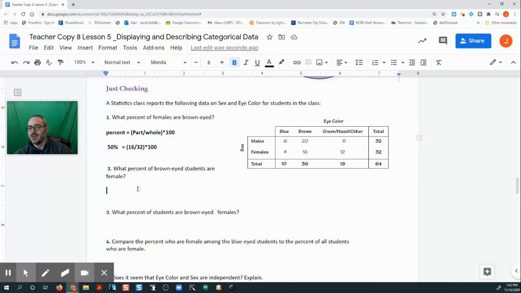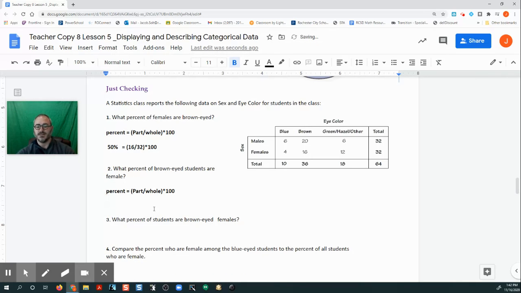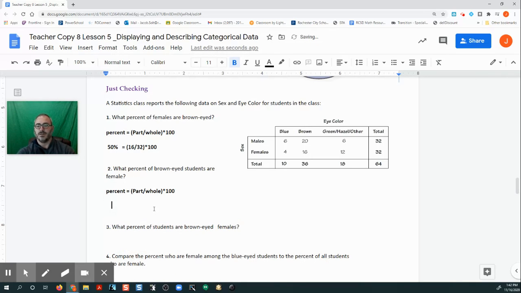What percent of brown-eyed students are female? So what percent of brown-eyed students? So what's my part? My part is brown-eyed students. There's 36 brown-eyed students. You see that? Eye color brown, 36 total students. 36 is my part. What's my whole? What percent of brown-eyed students are female?